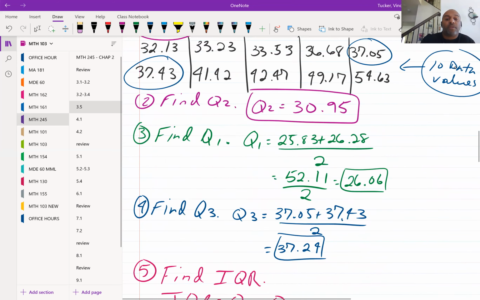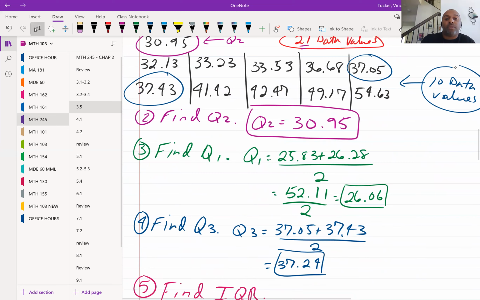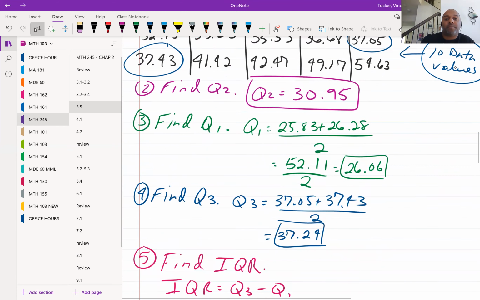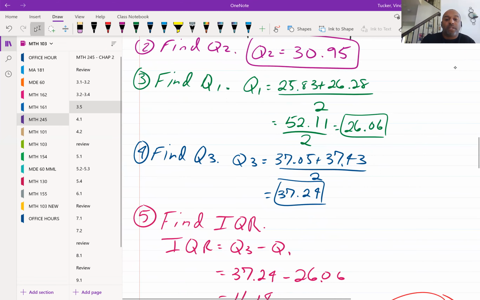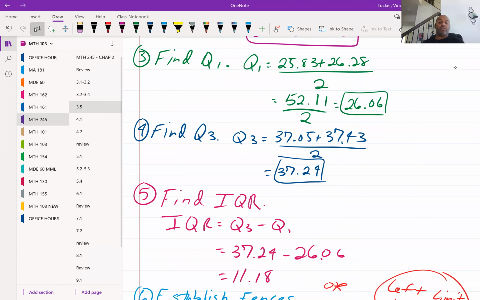So, all right. Can we go to step 5? Everybody good? All right, so step 5, find the IQR, Q3 minus Q1. So that'd be 37.24 minus 26.06. That'll give us 11.18.